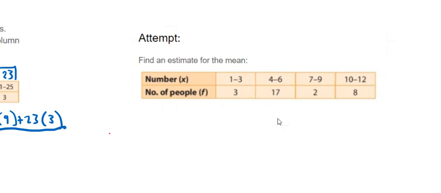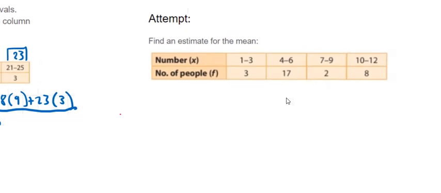So here's one then that you can attempt yourself. If you want to pause the video and have a go at it, you're going to list all the mid-interval values again. If you want to just put them on top of the box and then multiply as normal by the frequency each time and then divide by the sum of all of the frequencies. So if you want to try that now, then pause the video and have a go at it.